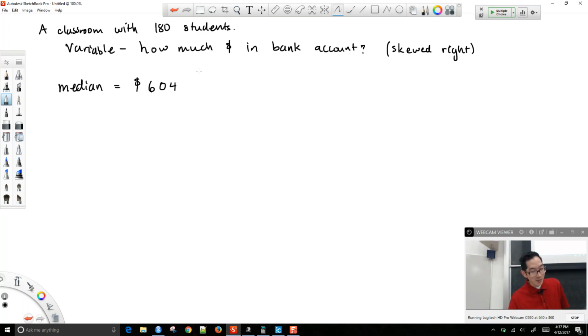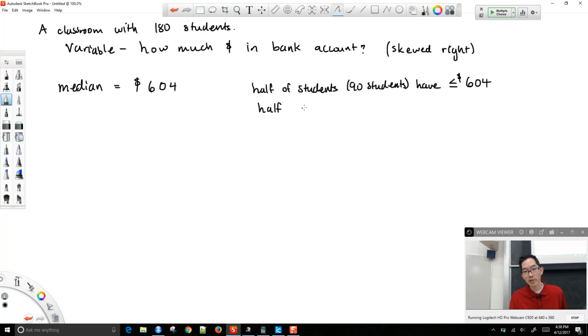So what this means is that half of students, so that's 90 students, have $604 or less, and the other half of the students have $604 or more. That's the median.